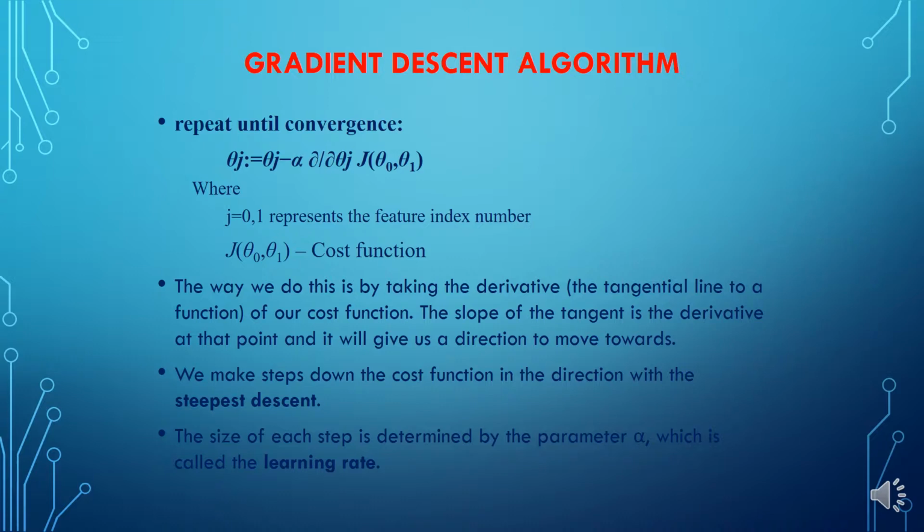The second term on the right hand side of the algorithm gives us a direction to move. If it is negative, then we move up, because the new value of theta j will be larger than the old value of theta j. If it is positive, then we move down. So we move in the direction of steepest descent.